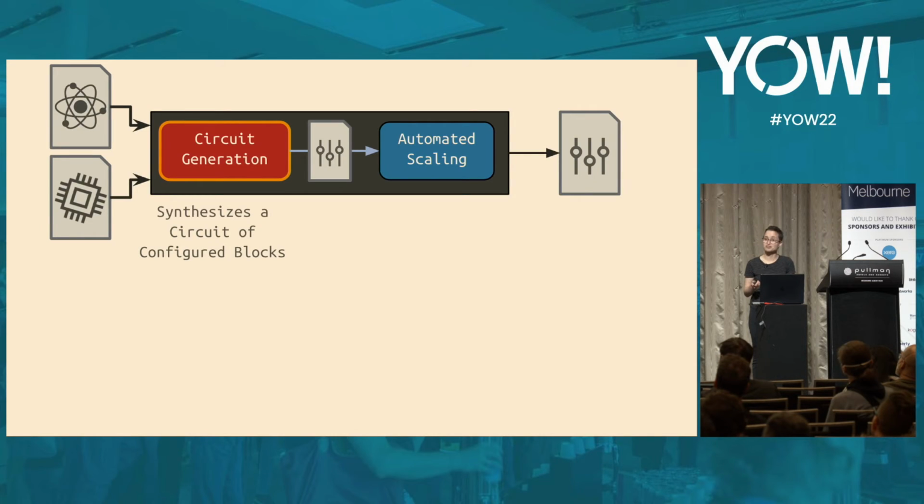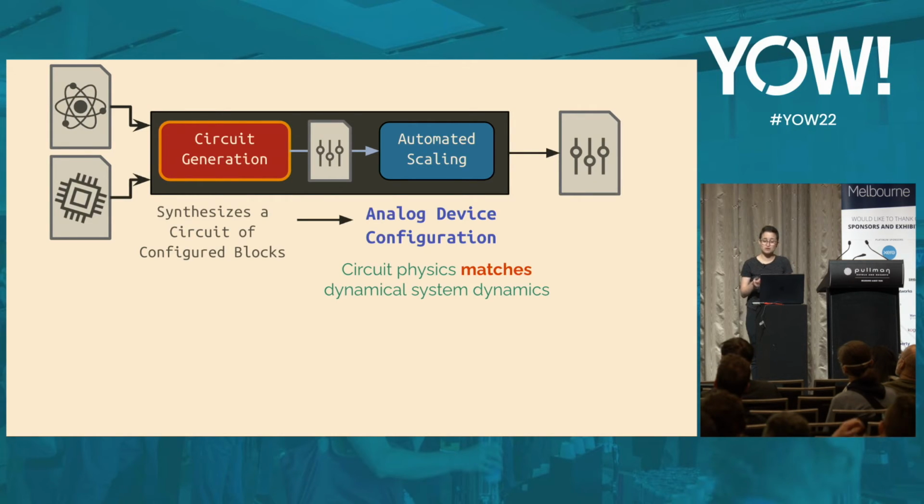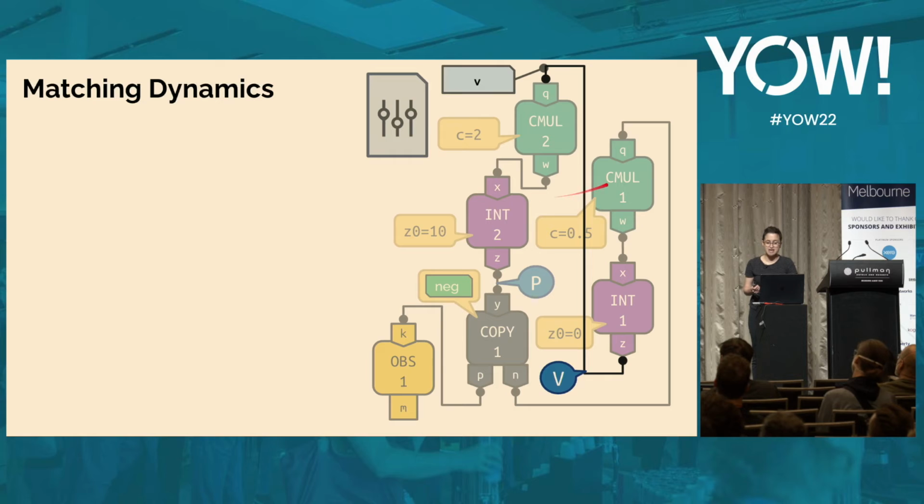So let's talk a little bit about circuit synthesis. You might remember from before that I said this analog device configuration is going to represent a circuit where the physics of the circuit match the dynamics of our dynamical system. And so what does this mean? Well, I can pick any wire that's labeled, and I can begin to walk. So I'll walk through the example here. Let's say we pick this wire here. It's labeled V, right? And we're going to symbolically walk through each of the blocks to derive the algebraic expressions implemented by each of the other wires.